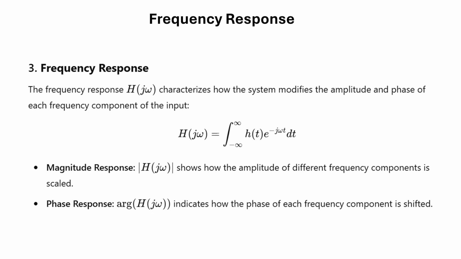So what is this frequency response? The frequency response h of omega characterizes how the system modifies the amplitude and the phase of each frequency component of the input. So the frequency response will tell about the system, how the system will behave with the inputs. So that is called the frequency response, right?